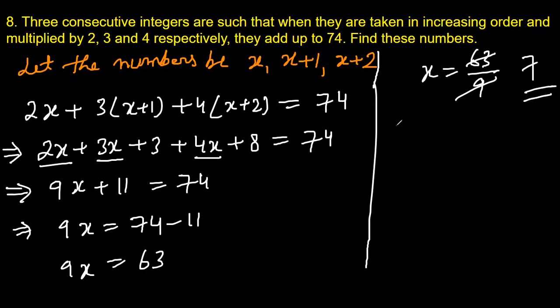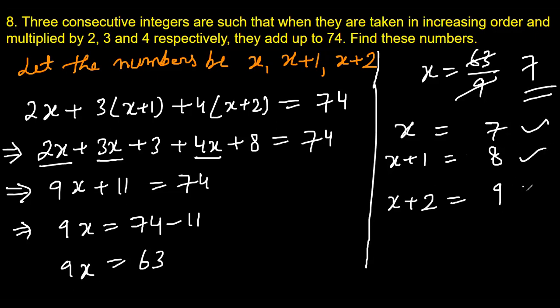So the numbers were x, which is 7. The next one we said x plus 1, which is equal to 7 plus 1, that is 8. And the third number was x plus 2. Let's write it clearly. The third one is x plus 2. So that is 7 plus 2 is 9. So the required numbers are 7, 8, and 9.